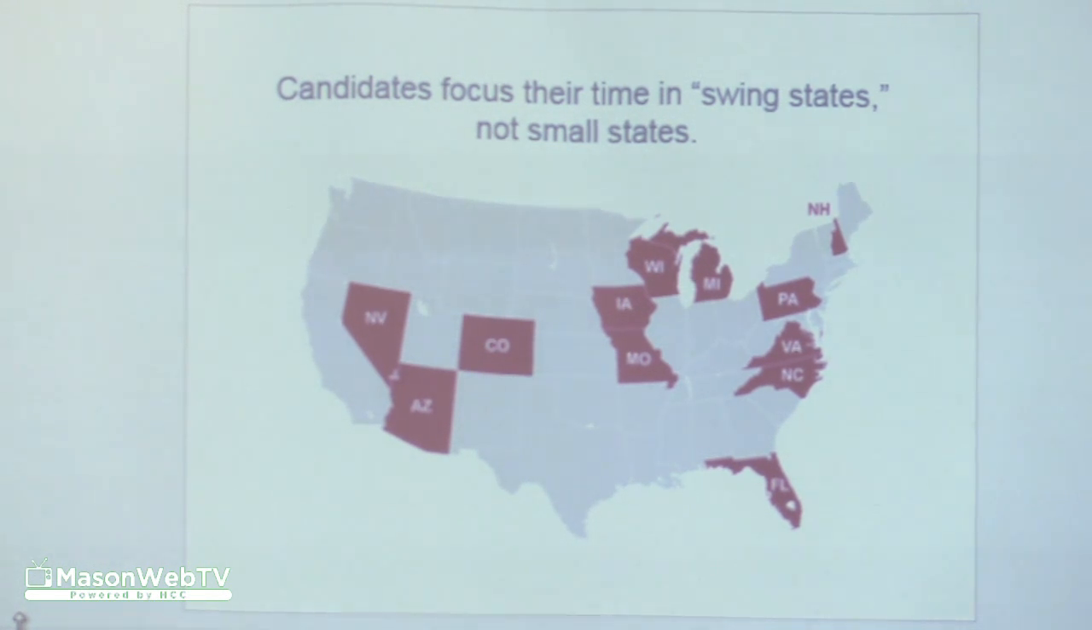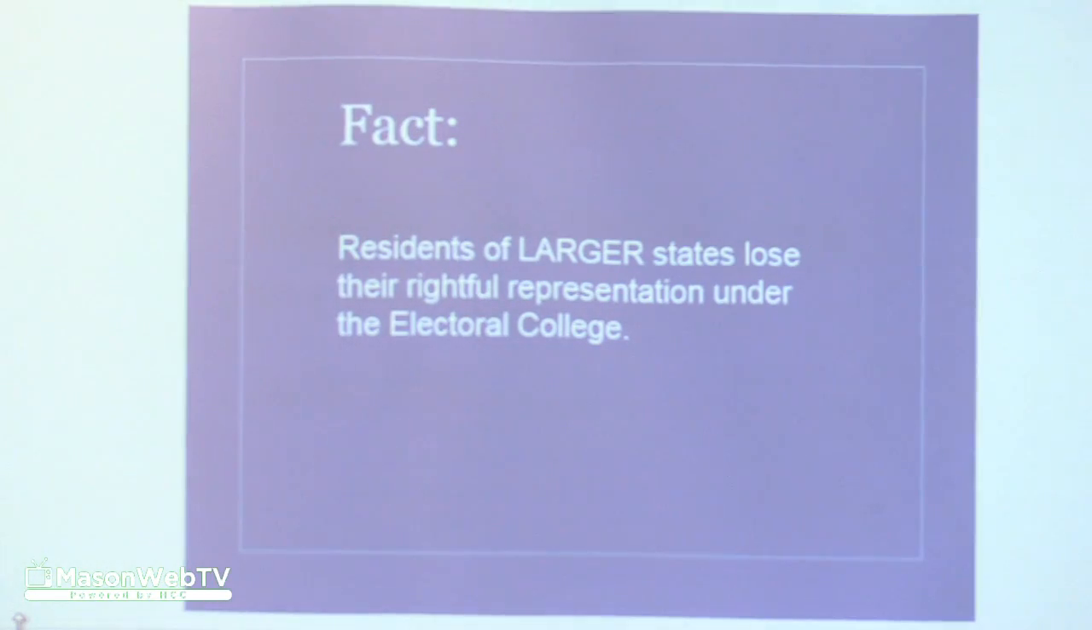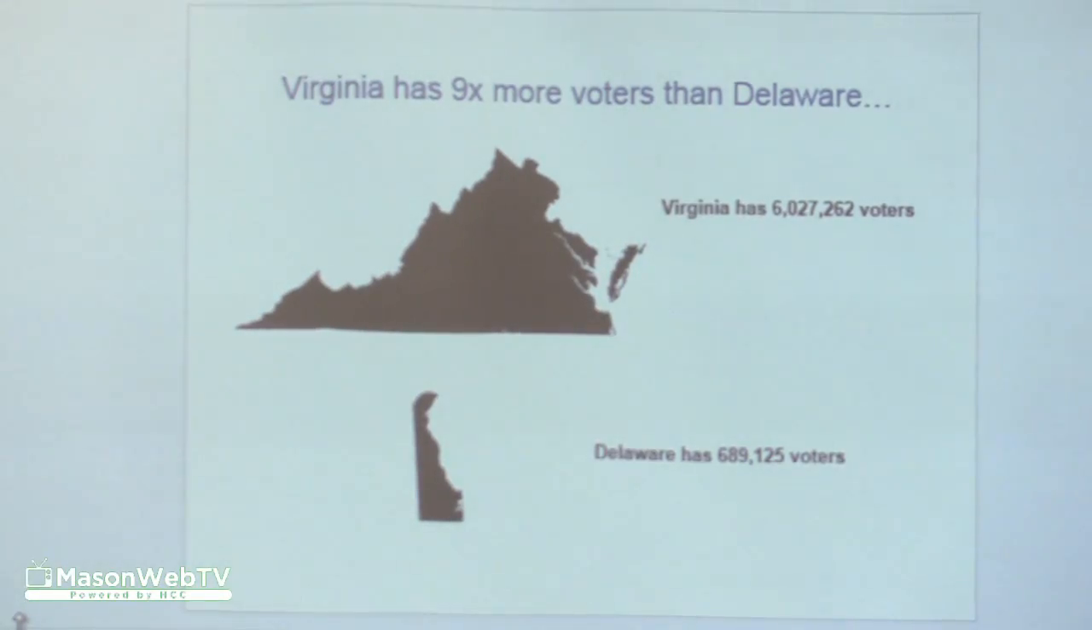So, in fact, the smaller states are routinely ignored by presidential candidates. The candidates focus their time on the so-called swing states. 19 states received all campaign visits from 2 presidential candidates in 2008, and they ignored the other 31. So there's no basis for the myth that smaller, less populated states need protecting to ensure their interests. Fact: the Electoral College actually diminishes the rightful representation of the residents of larger states.